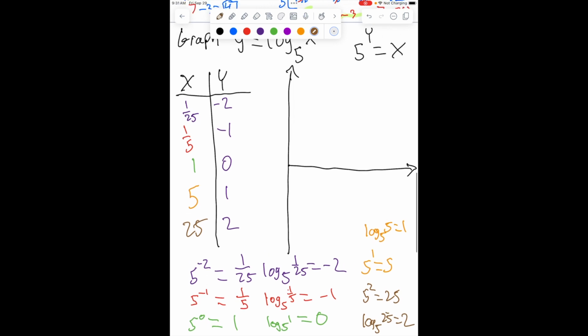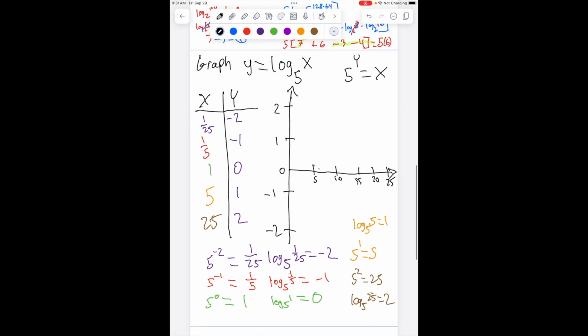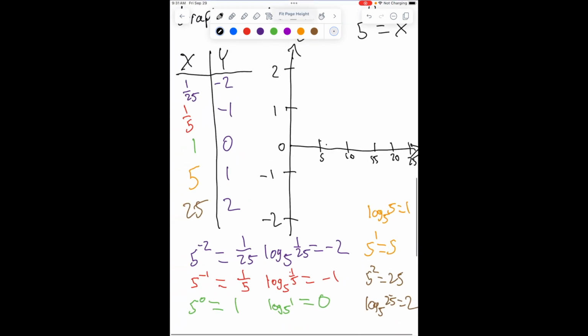So now that I've got these values in my table, I'm going to go ahead and try to graph that. So first I'm going to mark, all right, here's 0. Here's 1. Here's 2. Here's negative 1. Again, I'm plugging in those y values. Here's negative 2. Let's maybe say that this is 5, 10, 15, 20, and 25. Not quite exactly to scale, but that's okay.